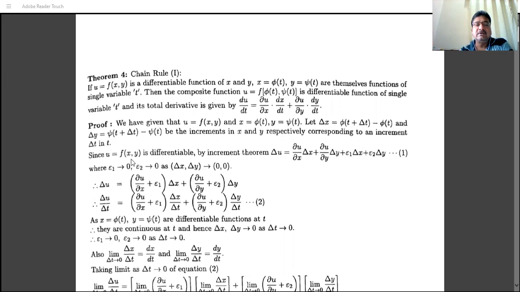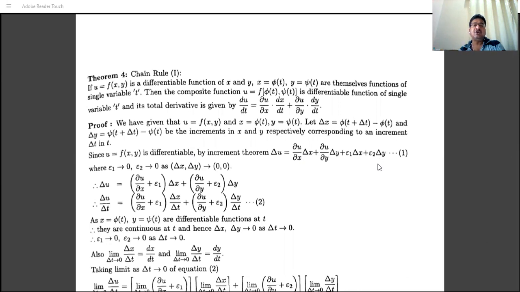As u is equal to f of xy is differentiable, by the increment theorem, or the definition of differentiability, we have delta u is equal to dava u by dava x delta x plus dava u by dava y delta y, plus epsilon 1 delta x plus epsilon 2 delta y. So u is the differentiable function of x and y.